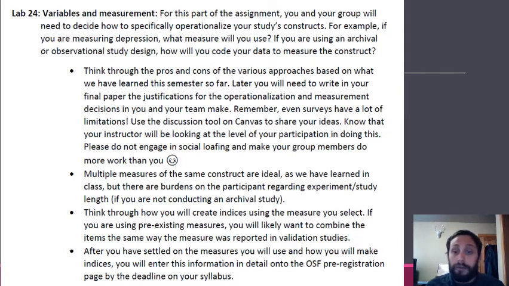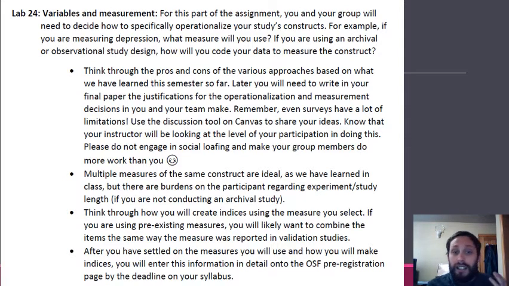Maybe your outcome variable was something like self-esteem. Maybe you need to measure something like cheating or something like that. So you're going to think about what it is that you're going to be measuring. The best way to do this is to look at the research and see how other people have studied this in the past.